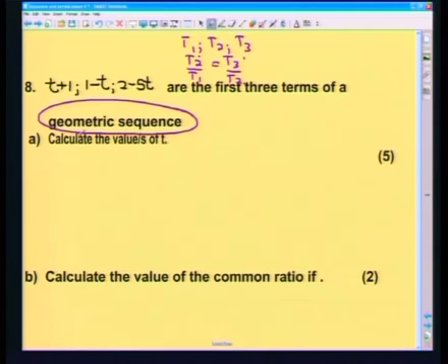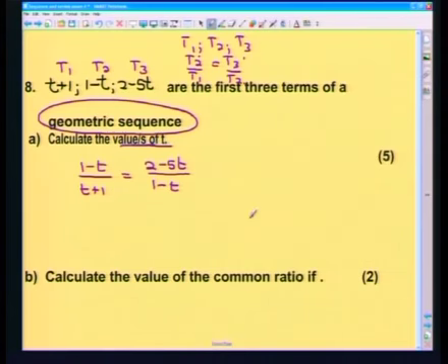Right, so doing that, this is my term 1, this is my term 2, and this is my term 3. I know that 1 minus t divided by t plus 1 must equal 2 minus 5t divided by 1 minus t. Now, notice the question. It says calculate the value or values of t. So what they're implying to me is that perhaps there's more than one value for t. And usually if they use that s word attached, there is more than one. So let's have a look at what happens.